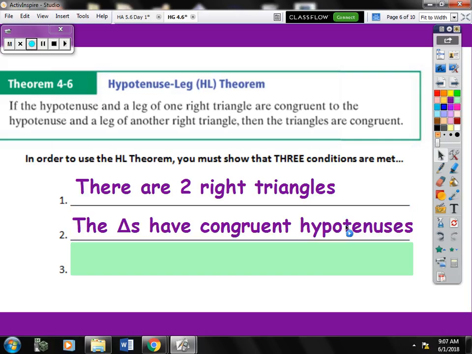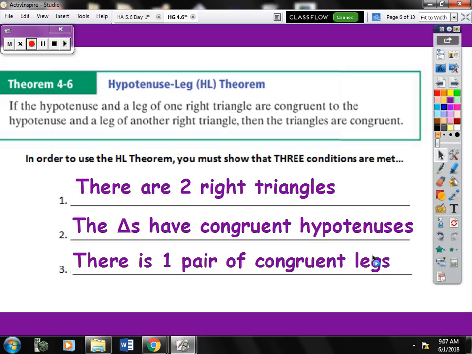All right, the second thing we have to prove is that the triangles have congruent hypotenuses. And that would be the hypotenuse part of the hypotenuse leg theorem, so we probably have to prove 2 legs are congruent. Therefore, we'd have hypotenuse leg.